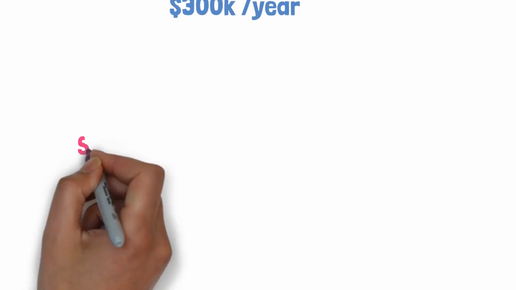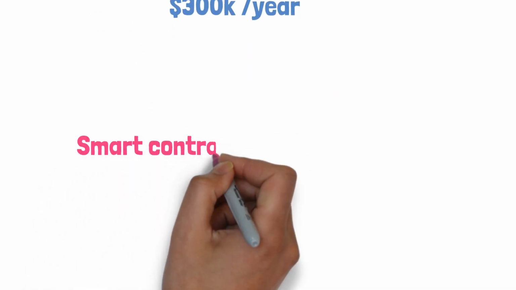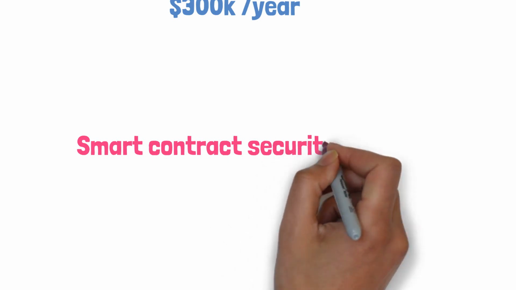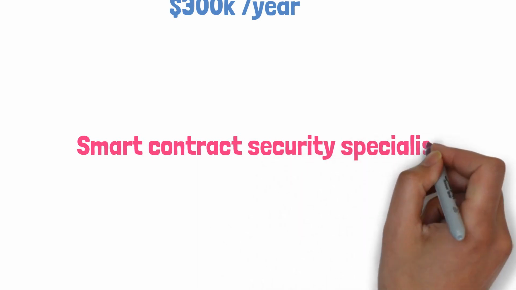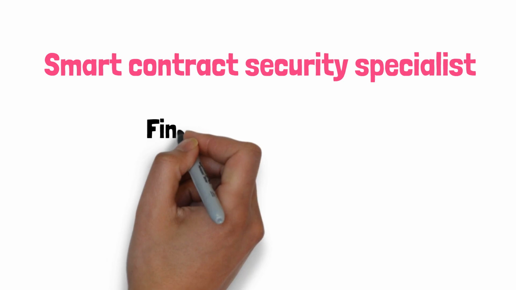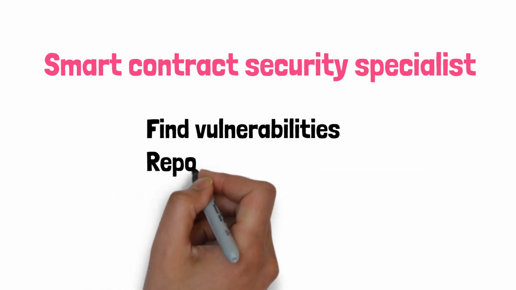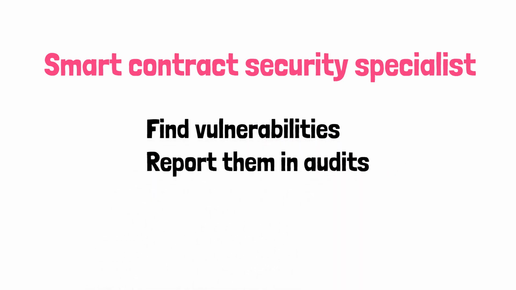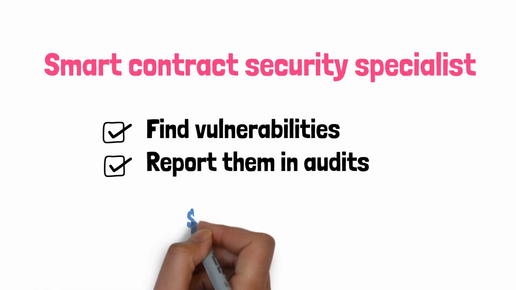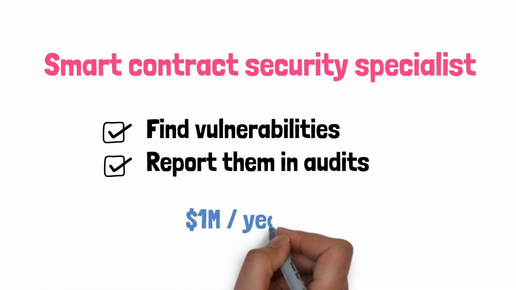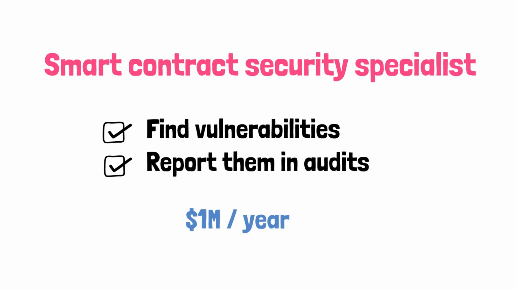Another possibility is to be a security specialist. Billions of dollars were lost to hackers because of some bugs in smart contracts. Security specialists try to find vulnerabilities in smart contracts and report them in audits. This is by far the highest paid skill in blockchain. Senior security specialists can make up to $1 million per year.